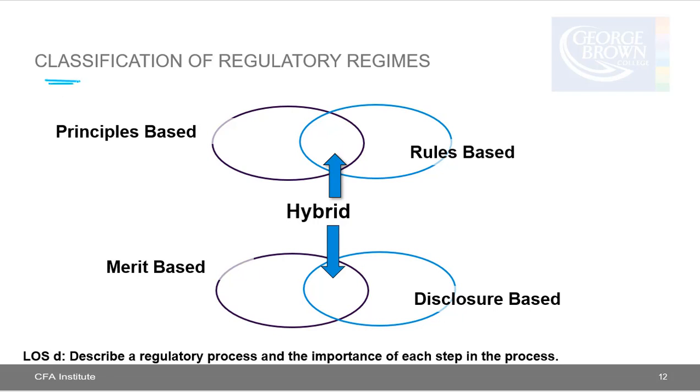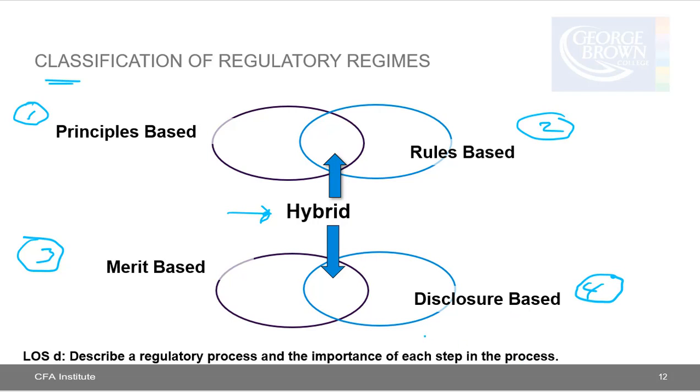So after looking at the 10 steps of that typical regulatory process and the importance of each step, what we're looking at now is a classification of regulatory regimes. And so you can see here there are 4 broad-based classifications and the opportunity for a little bit of a hybrid as well. So there are principle-based regulatory regimes, rules-based regulatory regimes, merit-based regulatory regimes, and finally disclosure-based regulatory regimes. So you need to understand a little bit of the differences between these classifications, okay?